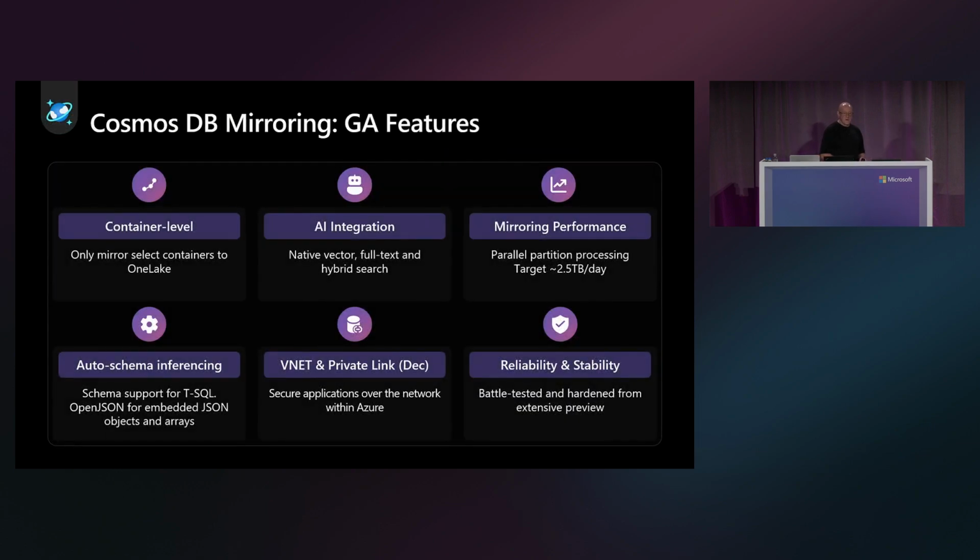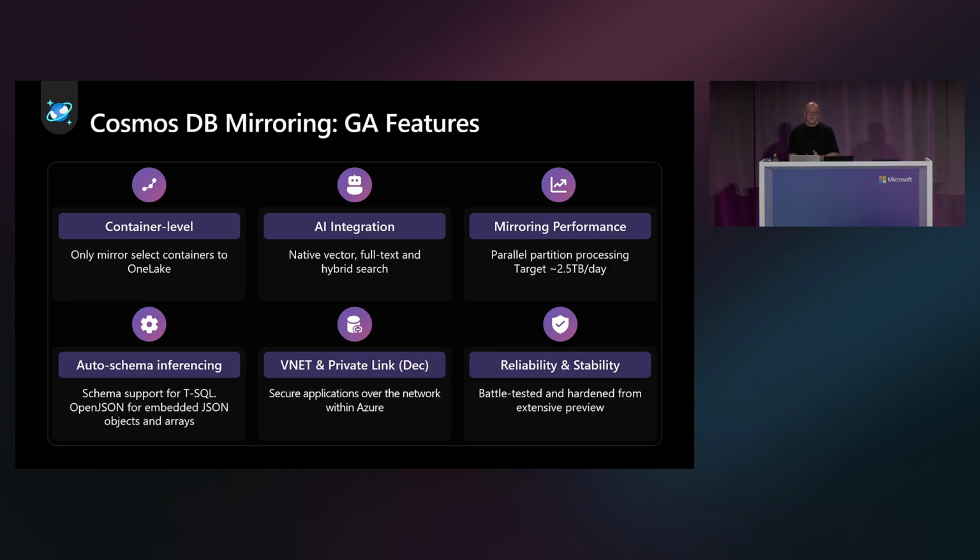So some of the features we're announcing with CosmosDB mirroring include container-level support, so customers can pick individual containers of data within their databases that they want to replicate over into OneLake. They also are going to get all of the great AI features they've come to expect for Azure CosmosDB, including all of the native vector indexing, full-text search, hybrid search. Cosmos as a JSON data store, of course, we store data hierarchically within documents. So having auto-schema inferencing and support for T-SQL's OPENJSON provides customers the flexibility to be able to query that data from their SQL analytics endpoints within Fabric.